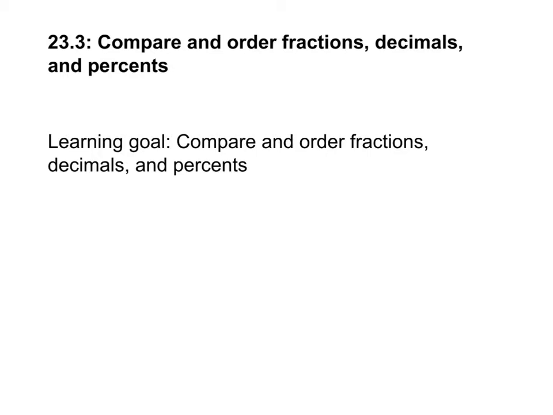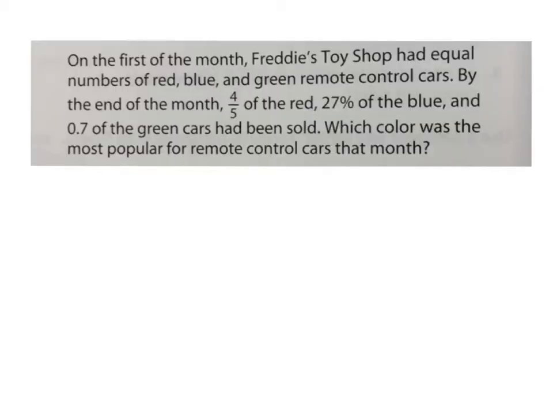Today we're doing chapter 23, lesson 3, and it's all about comparing and ordering fractions, decimals, and percents. So your learning goal today for math is to be able to compare and order fractions, decimals, and percents. Basically, compare them and tell which one's the biggest, which one's the smallest. So let's read this problem.